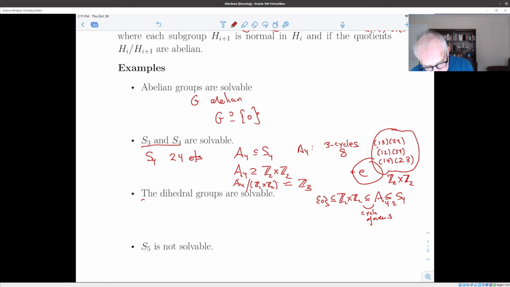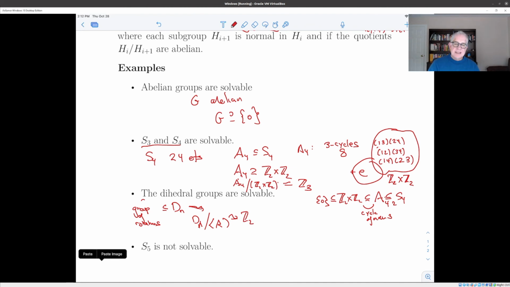The dihedral groups are solvable because if you take the dihedral group, it has inside it the group of rotations, which is abelian. And the quotient, Dn mod the rotations, is the group of order 2, the reflections. So again, this is maybe a simple kind of solvable group where you have an abelian subgroup and the quotient is also abelian.